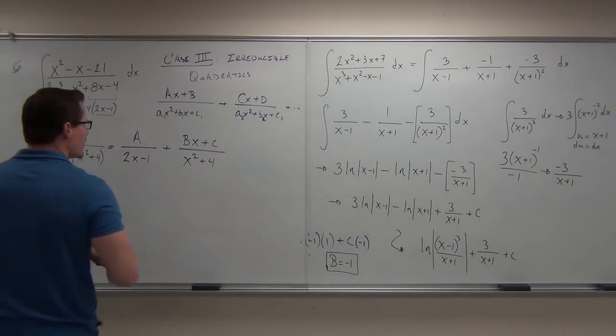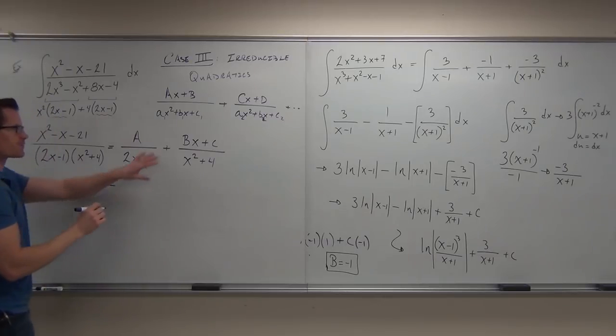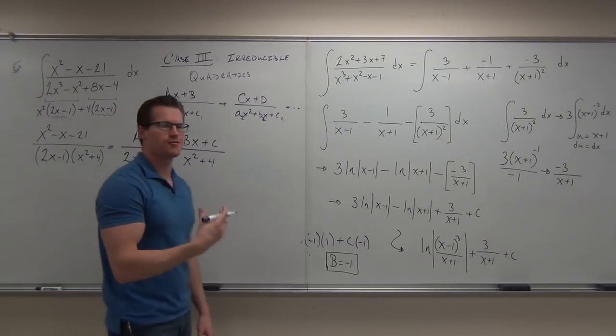So why don't you guys go ahead and tell me what I would do to get a common denominator on my first fraction. What's the missing factor here?